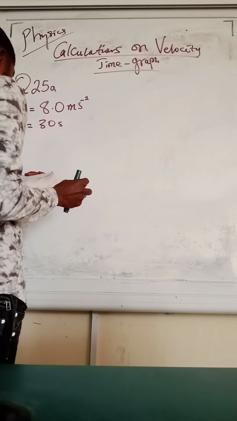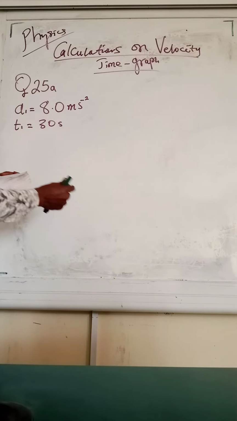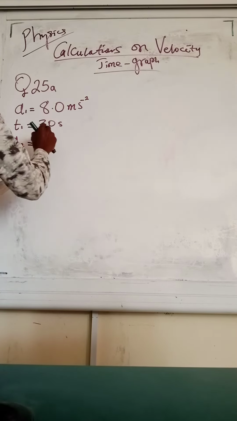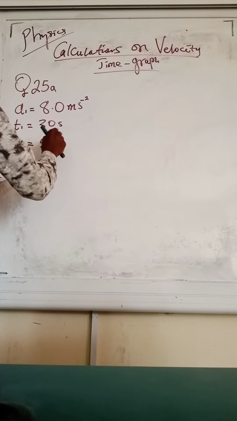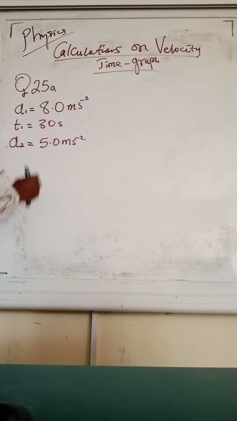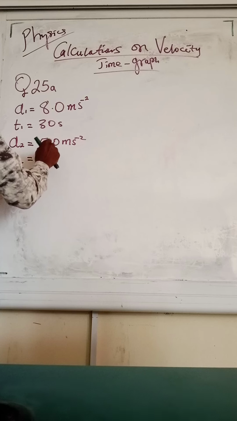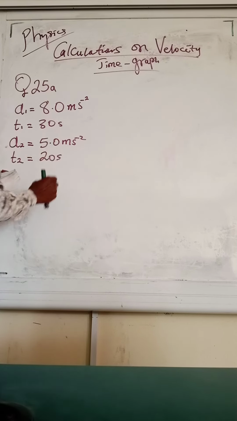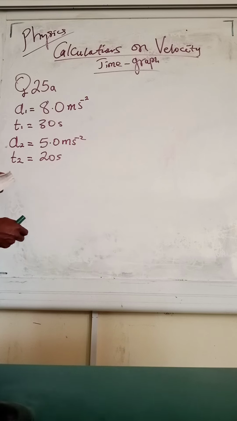After which the acceleration is reduced. Let's consider this as our retardation, known as a2 or minus a2. Let's call it just a2. The acceleration is reduced to 5.0 meters per second squared for the next time, let's say this is our time t2, which is 20 seconds.